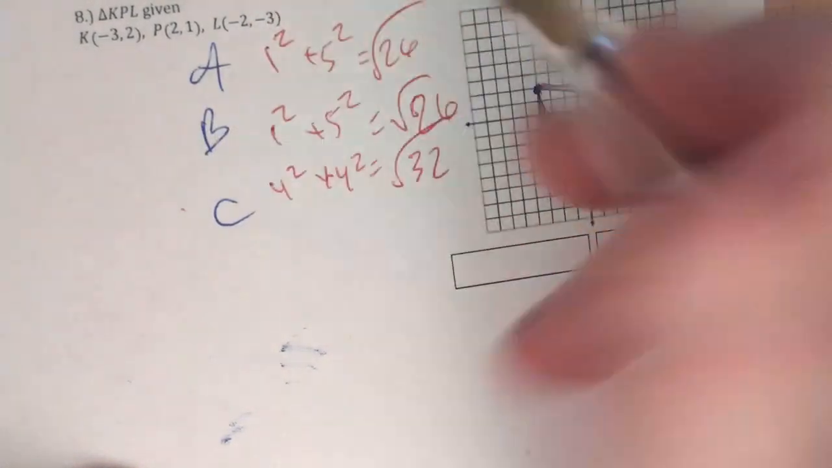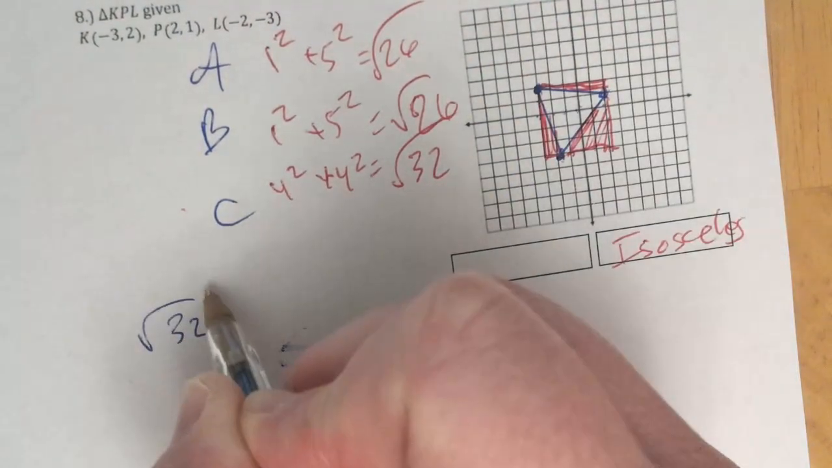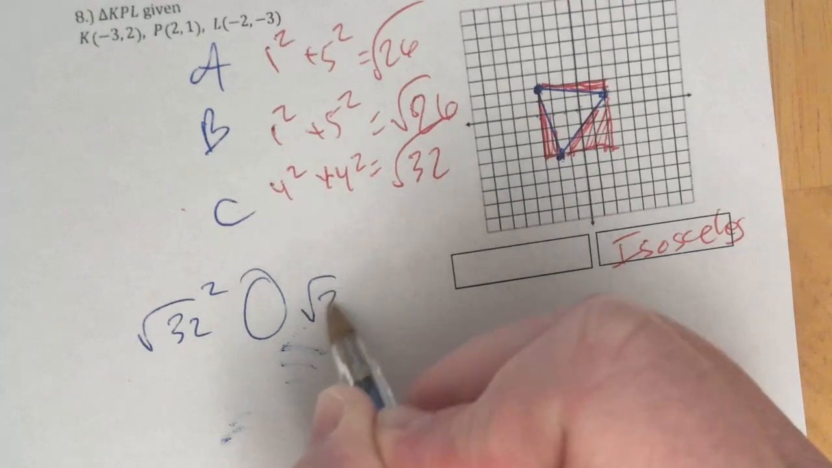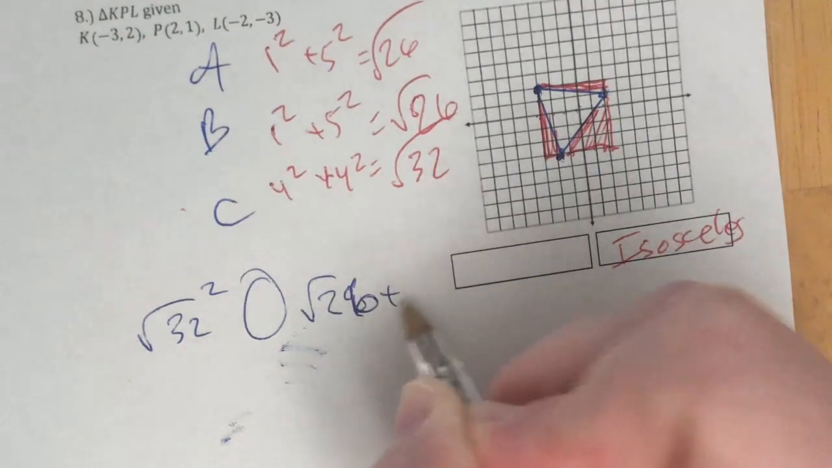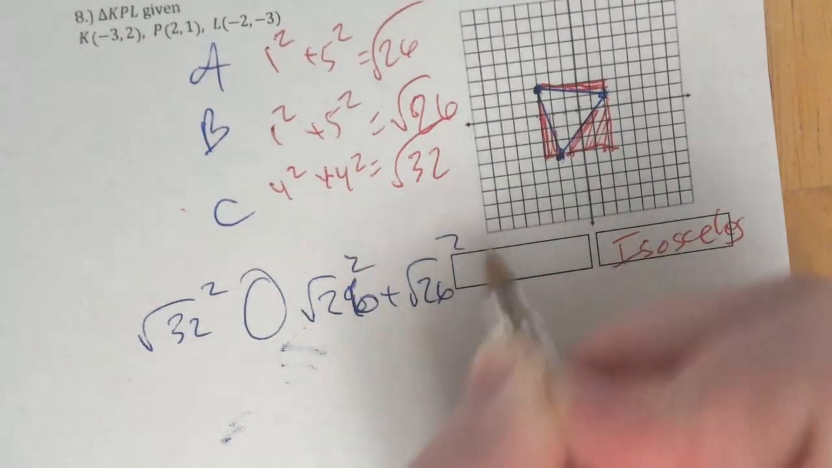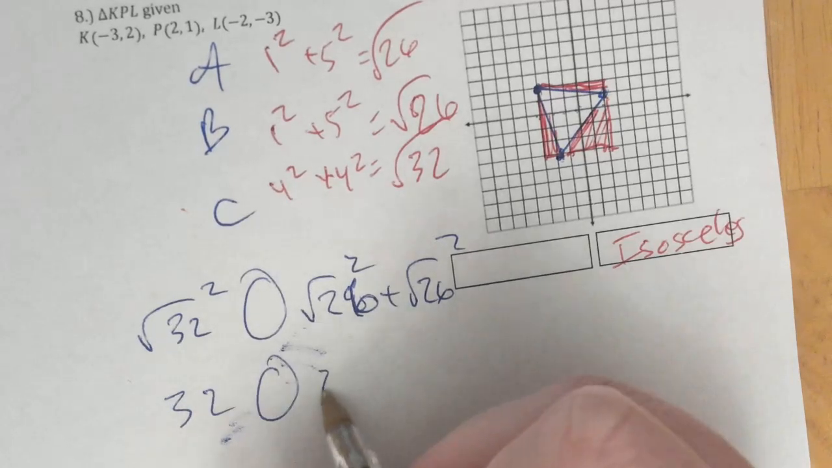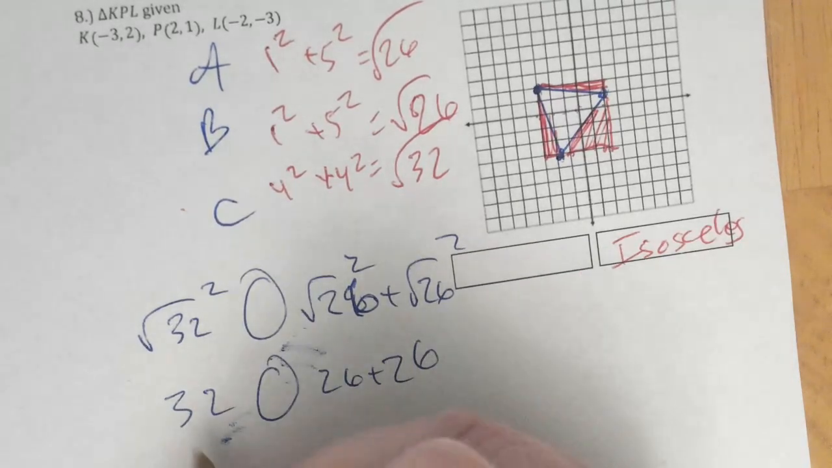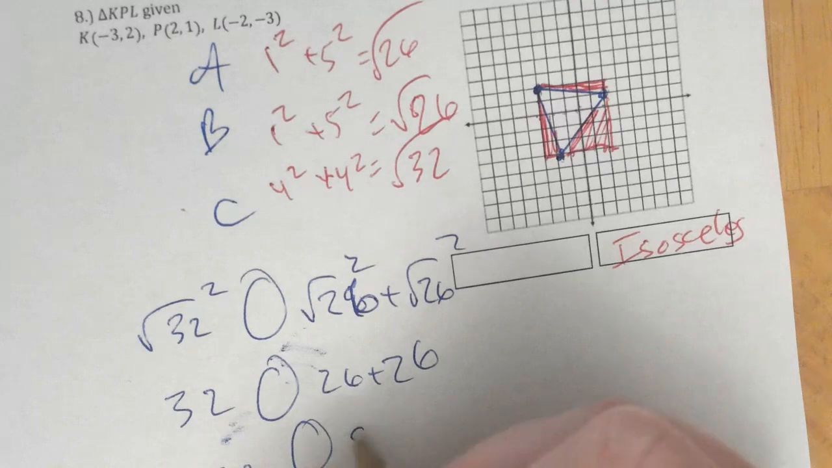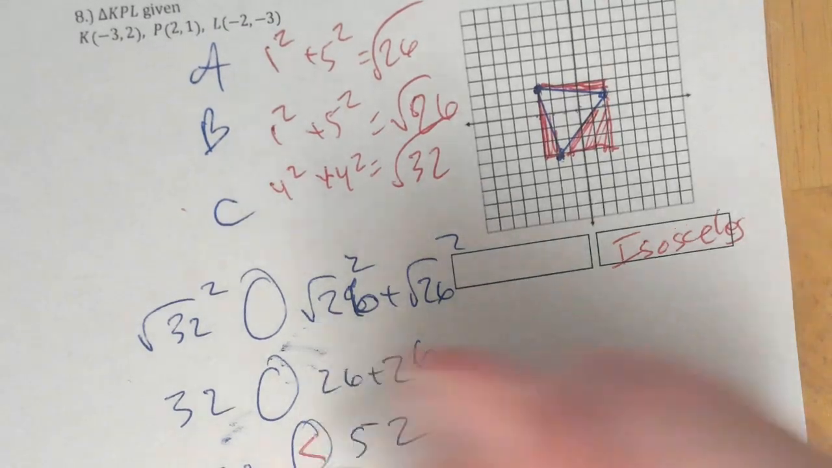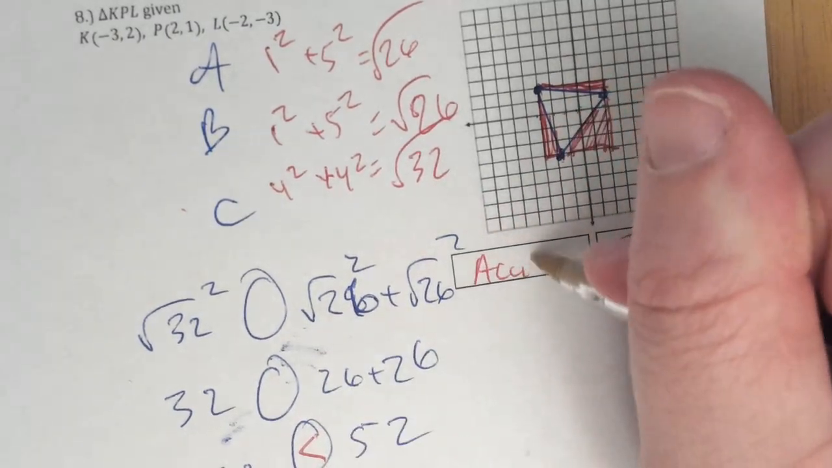All right, and this is your C, and this is A and B. So how does square root of 32 squared compare to square root of 26 plus the square root of 26, both of those squared? We get 32 compared to 26 plus 26. How does 32 compare to 52? We would eat the bigger number, and that right there is acute.